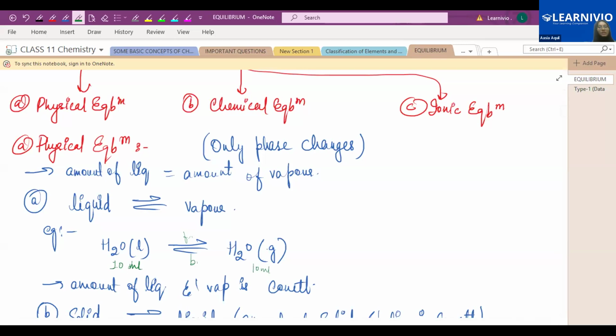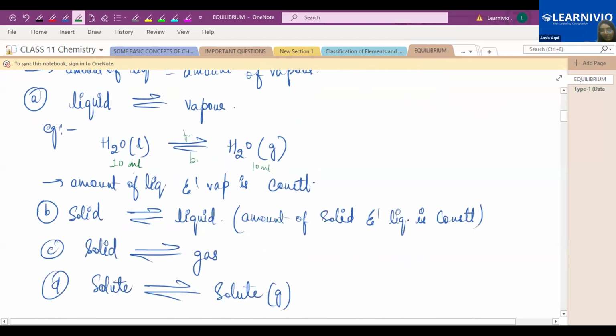The amount will not change. There will be no interruption in the amount of a substance. It will be as it is, only the phase changes. You can see liquid is getting converted into a vapor. So only the phase changes, but the amount is fixed, the amount is constant. So that is the physical equilibrium. Suppose we have a solid, okay?